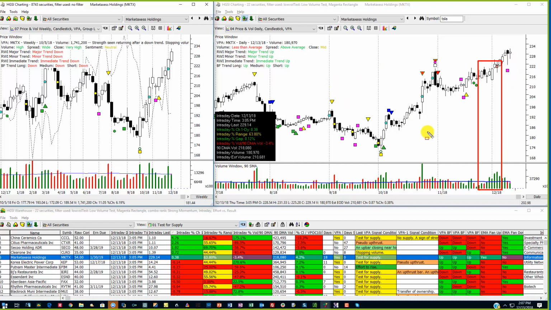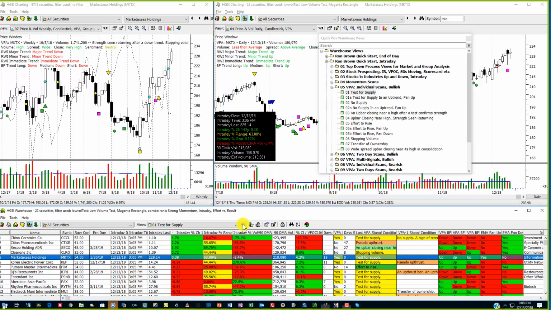I've been watching this. I haven't done a darn thing with it though, but it has been appearing in a lot of my scans. Has anybody else noticed this stock? Or did anybody buy it? All right, let me move on. I'm not going to put it in the list.